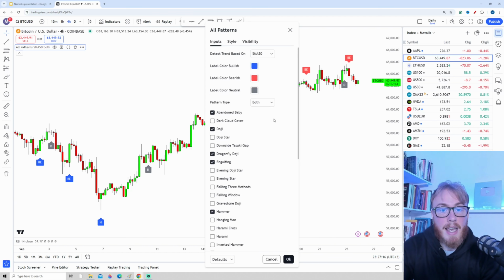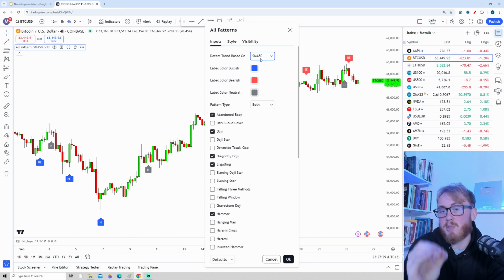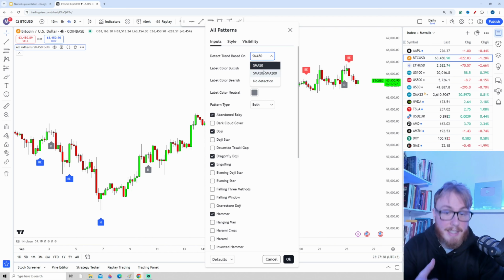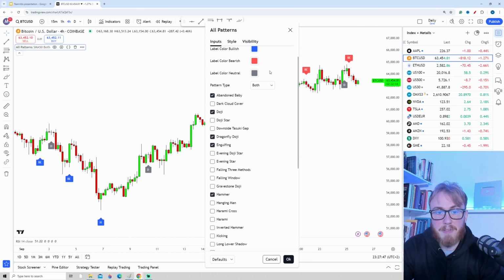I really like it. But what I do recommend here, and this is the standard setting, I think, so you can see that it detects the trend based on the simple moving average 50. And I actually recommend to keep this one because this is a good way to filter out many of the false signals. So make sure to keep the SMA 50, or at least if you want to. You can also do no detection, but if you do this, you will get many false signals. So I'm going to keep the SMA 50 here.